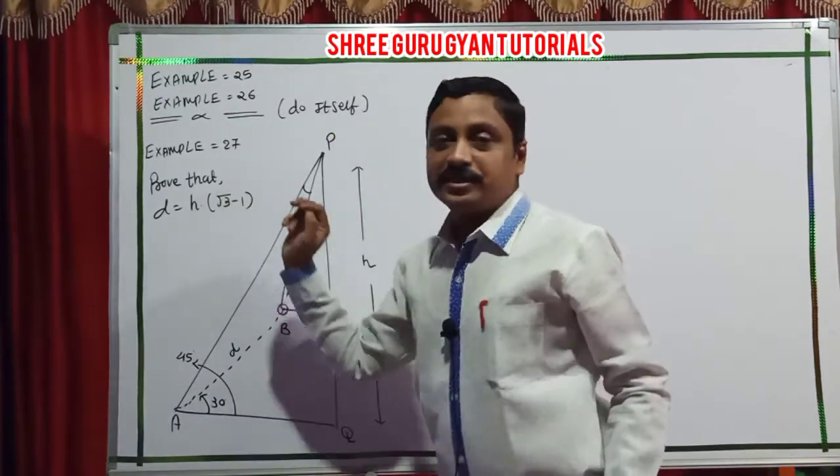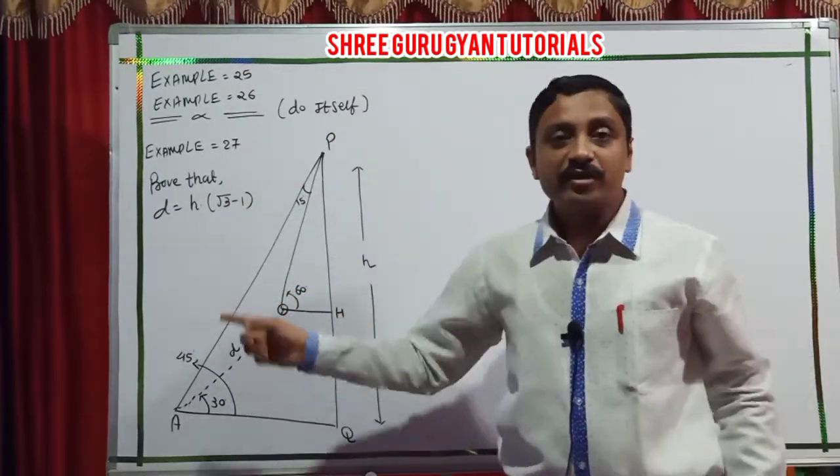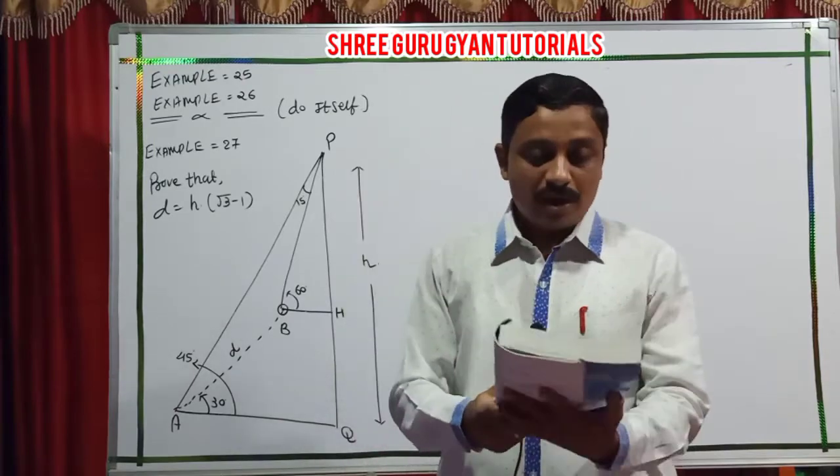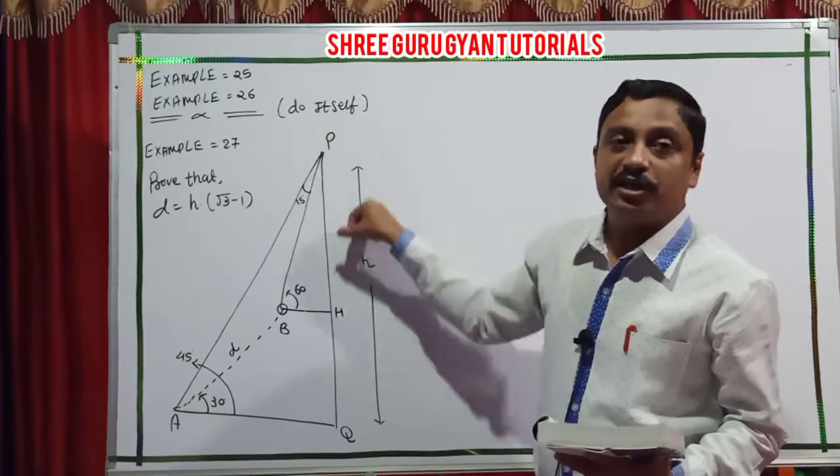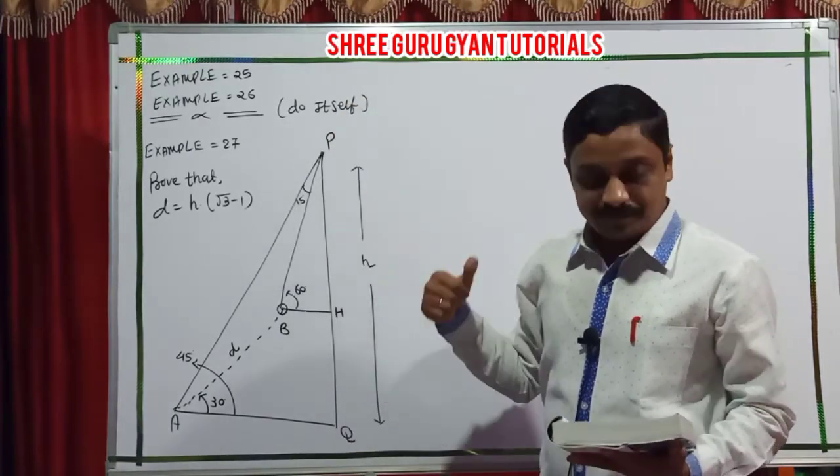Now students, example 27. This figure is already given, and the question is there. I will just read it for you. The angle of elevation of the top of the point P, the top of a vertical tower. Its height h is given.